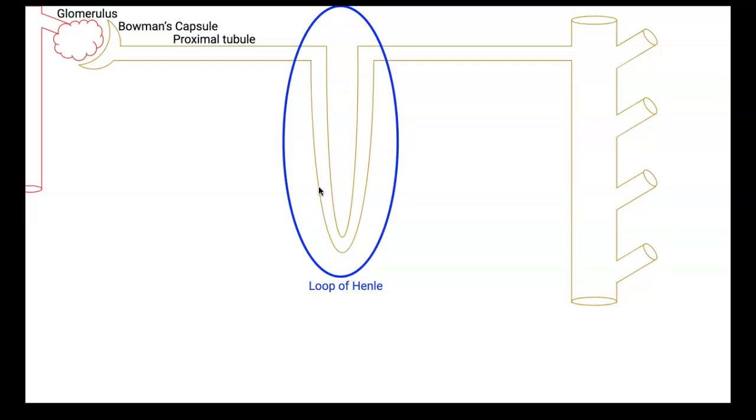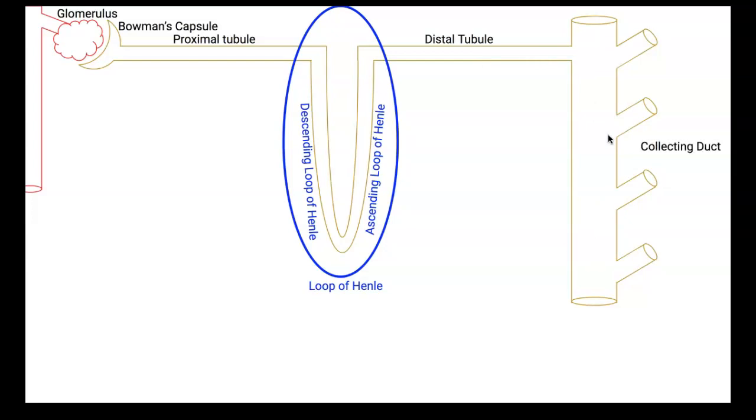But because this part's going down and then this part's going to go up, we have different names for it. So the part that goes down is called the descending loop of Henle, just like we have the descending aorta. And then the next part is the ascending loop of Henle, or like we had the ascending aorta. Ascending just means going up, and descending means going down. So we'll start in the glomerulus, then we go into the Bowman's capsule, then into the proximal tubule, the descending loop of Henle, the ascending loop of Henle, and then into the distal tubule. And then this structure at the very end is called the collecting duct.